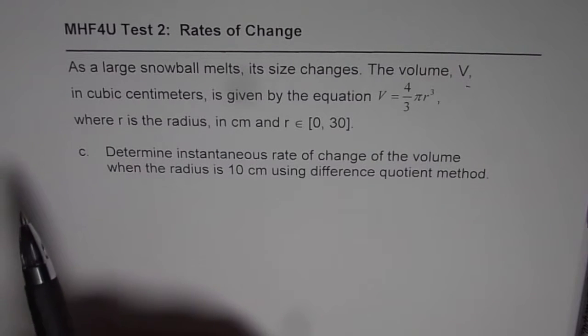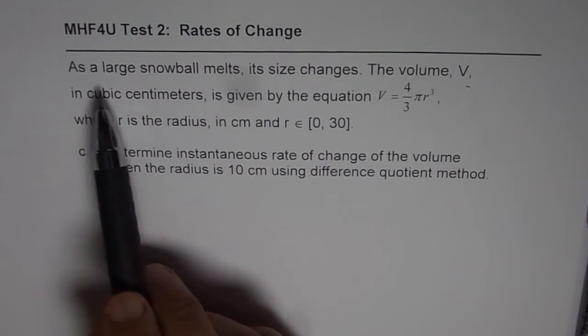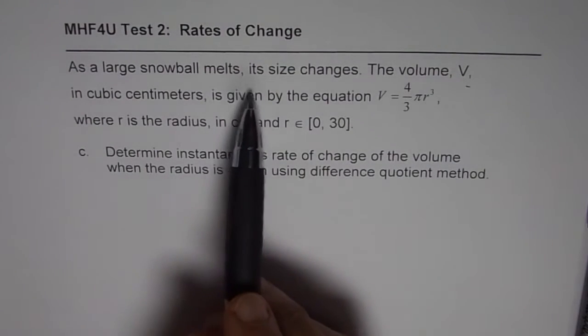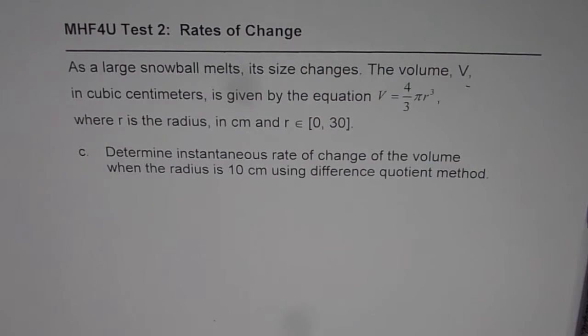So we'll continue with the same question, which is: as a large snowball melts, its size changes. The volume V in cubic centimeters is given by the equation V equals 4 by 3 pi r cubed, where r is the radius in centimeters and r belongs to the set of real numbers from 0 to 30. Determine the instantaneous rate of change of the volume when the radius is 10 centimeters using difference quotient method.